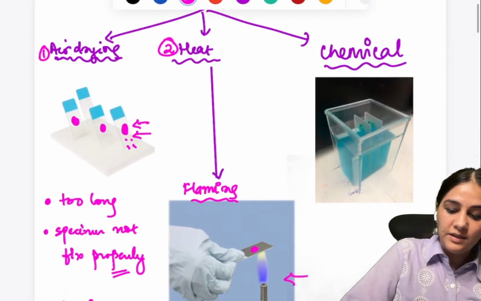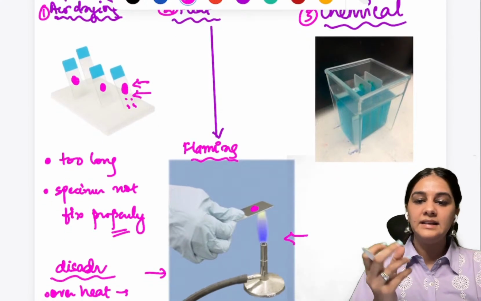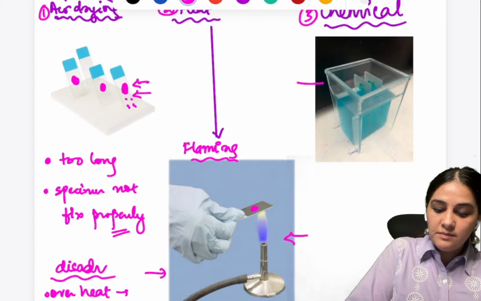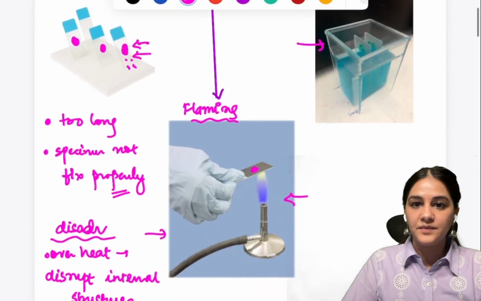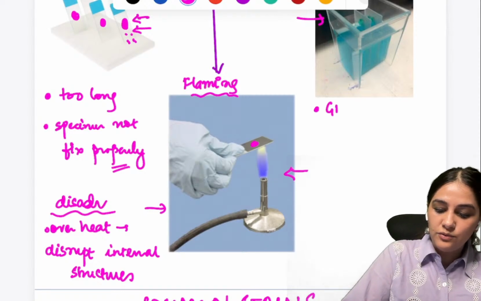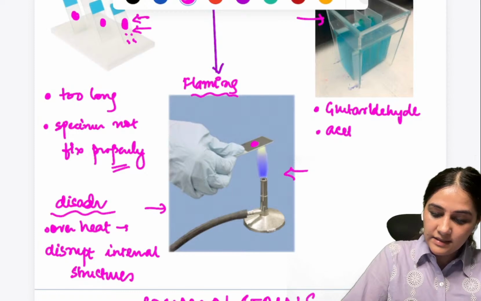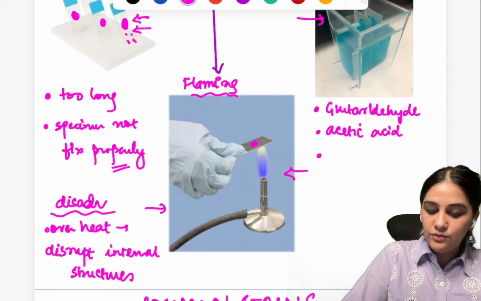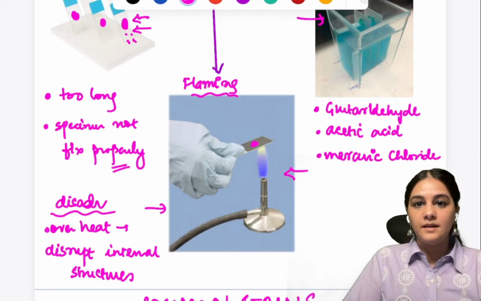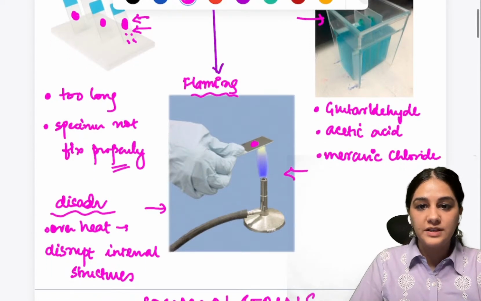And the third method that we are talking about is going to be the chemical method. So what do we do here? The slide that has the smear on it, we just immerse it under certain chemicals, right? And we leave it for some time. And what are the most common chemicals that we use? We use glutaraldehyde, we use acetic acid, and we use mercuric chloride. Right, so these are the three most common chemicals that we use to fix the slides.